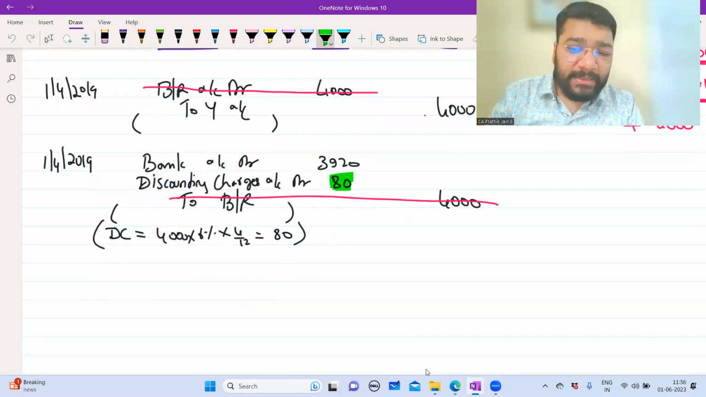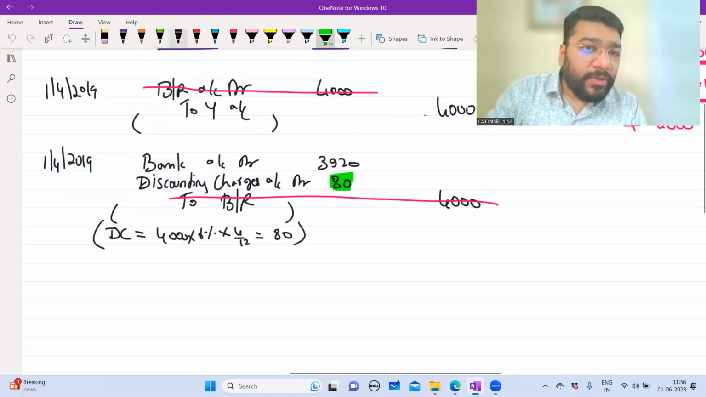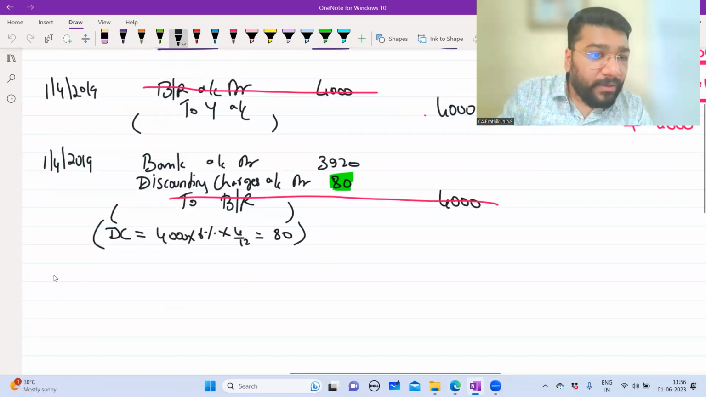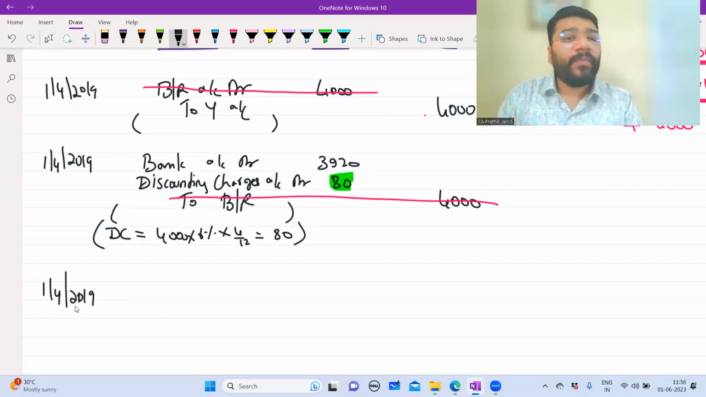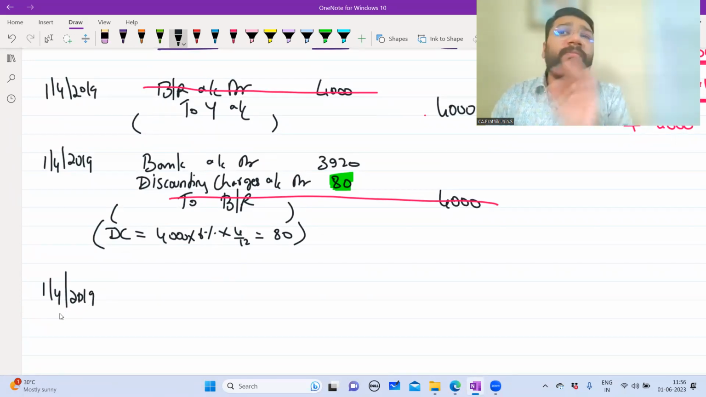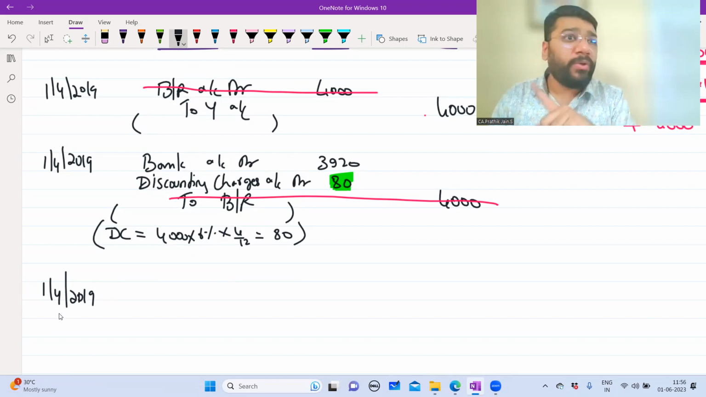So can I say this is happening on which date? Nothing is mentioned, same date. So guys, listen to me very carefully. Don't do anything. Listen to me very carefully. 1/4/2019. X is giving money to whom? Y. So from X's bank account, money is going out. Debit what comes in, credit what goes out.